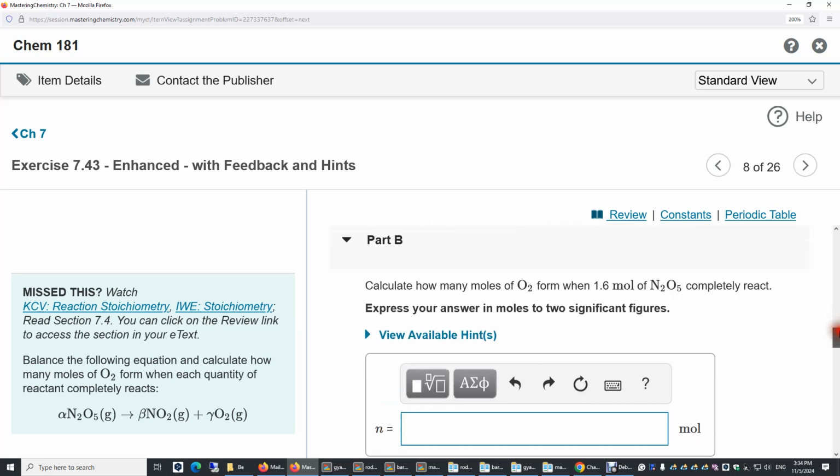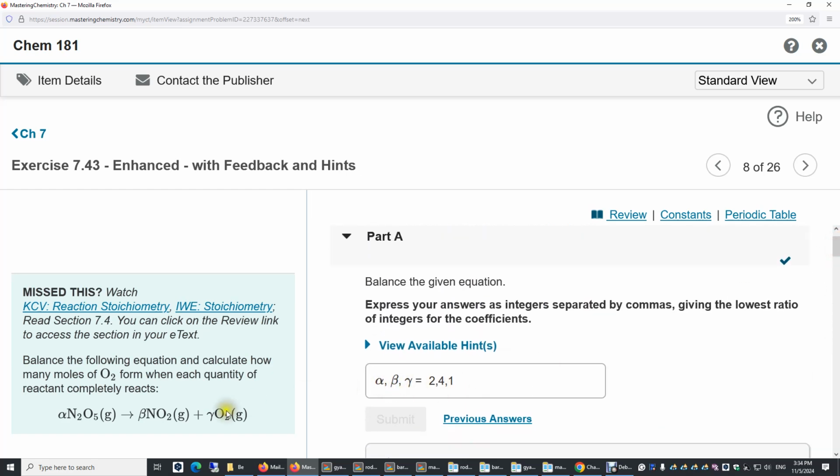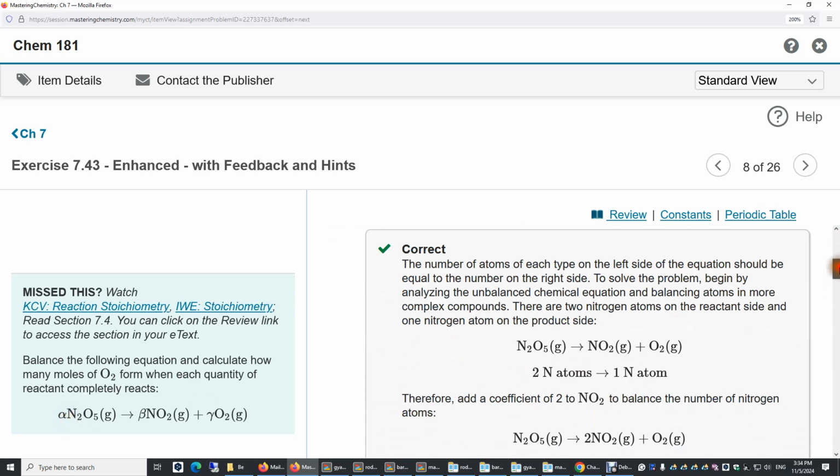Part B. Calculate how many moles of O2 form when 1.6 moles of N2O5 completely react. We'll just look at the ratio between O2 and N2O5. Now let's look at the ratio. So every 2 moles of N2O5 can produce 1 mole of O2. So it's going to be just 1/2 of the number of moles of N2O5.